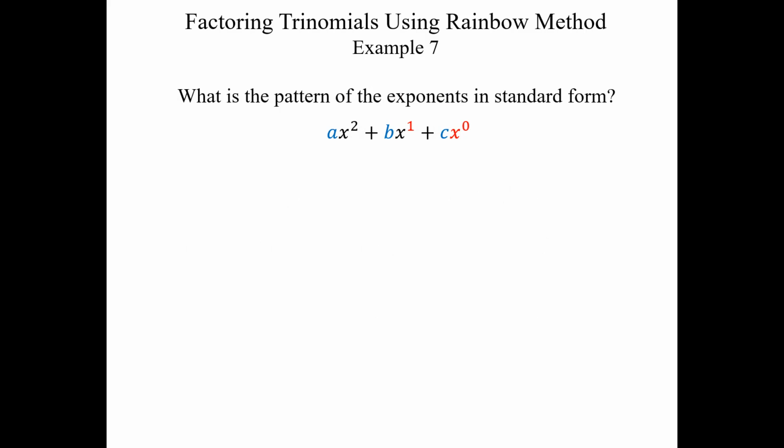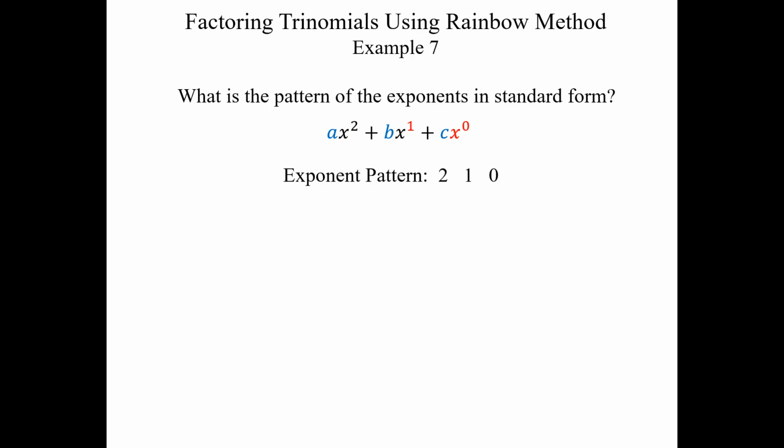So in looking at our standard form, what is the pattern of these exponents? See the first term, the exponent for the variable is a 2. For the second term, the exponent value is 1. And for the last term, the exponent value is a 0. So one way to describe the pattern is 2, 1, 0.